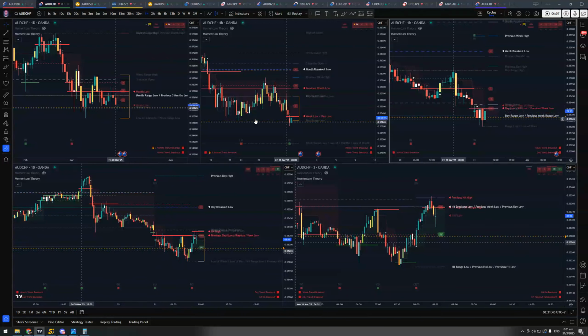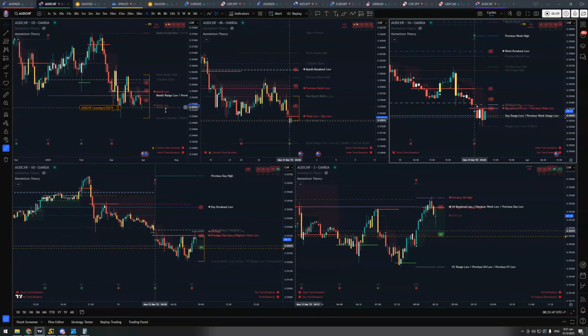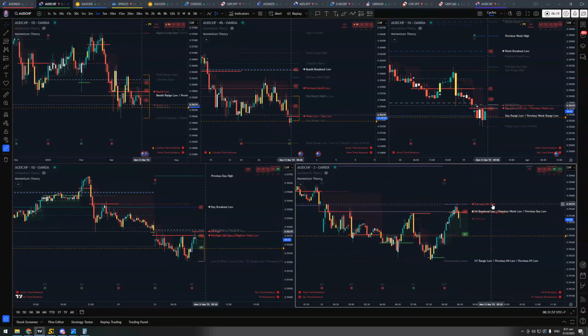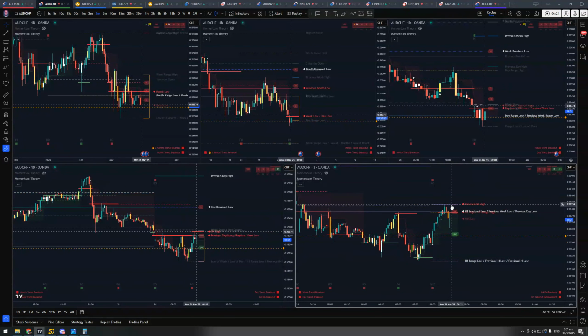But again, we're kind of right at that low of the range, so I would prefer price to break out below. Come up, fake out the previous H4 high already.